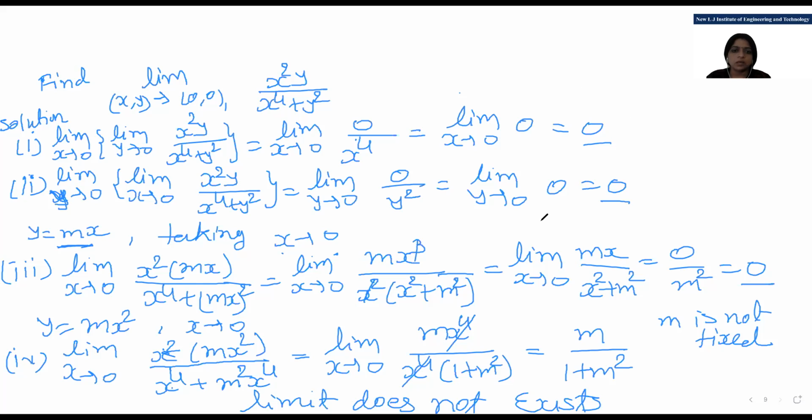Okay. So now this is the limit for the function of several variables. Now move with the next topic, that is continuity.